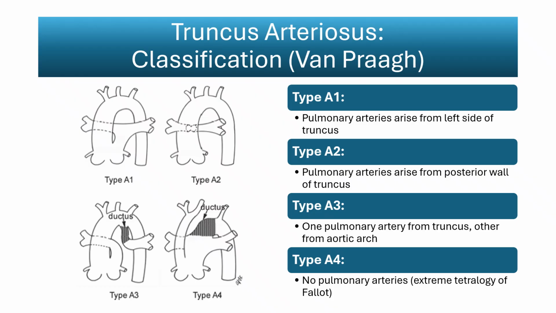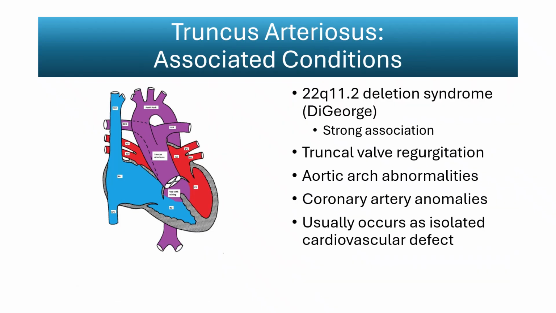Surgical repair requires establishing a reliable pulmonary outflow, and knowing whether one or both pulmonary arteries connect directly to the truncus, or whether reconstruction is necessary, determines the operative approach and prognosis. Classification also predicts long-term complications, as unusual origins or absence of pulmonary arteries increase the risk of pulmonary hypoplasia and reintervention. Truncus arteriosus frequently occurs in the context of broader developmental abnormalities.